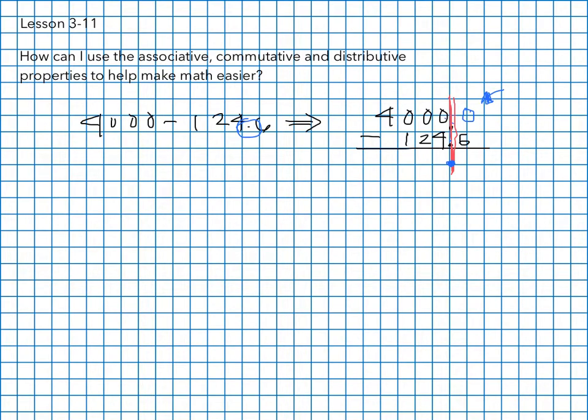No one home, no one home, no one home, because you can't borrow from 0, can you? So we have to go to the 4, cross that off. 4 becomes 3. And then we take that 1 and we add it to the 0 to make 10.